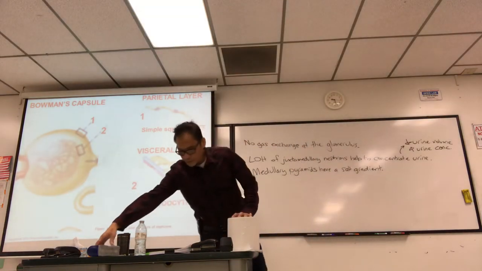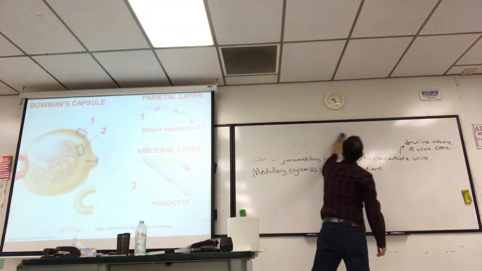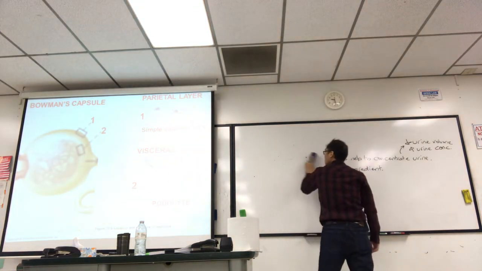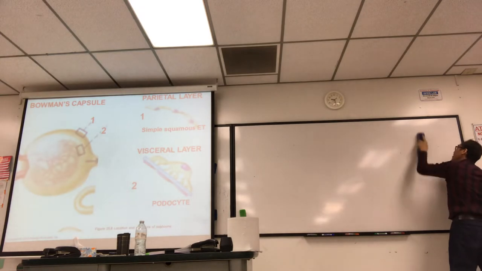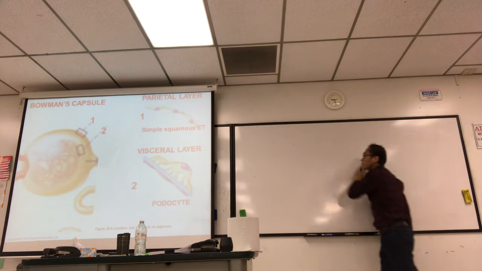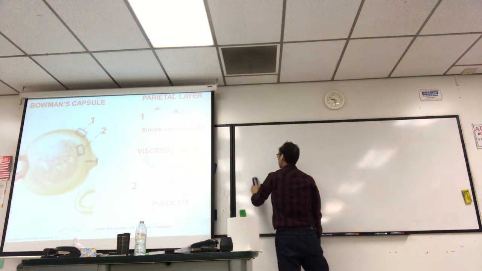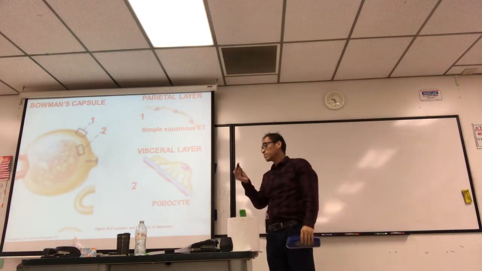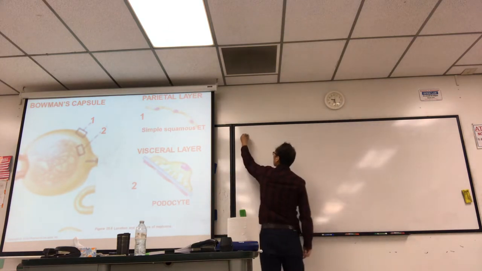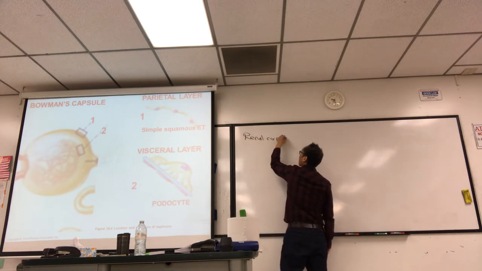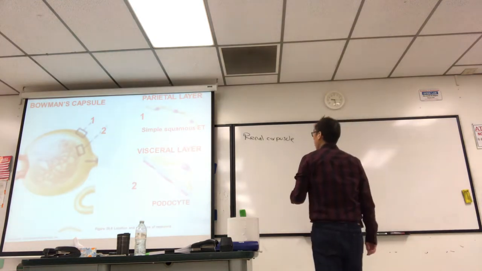We are on the renal corpuscle, we take you through the nephron. As you can see from this picture, the renal corpuscle is the Bowman's capsule with the glomerulus inside.